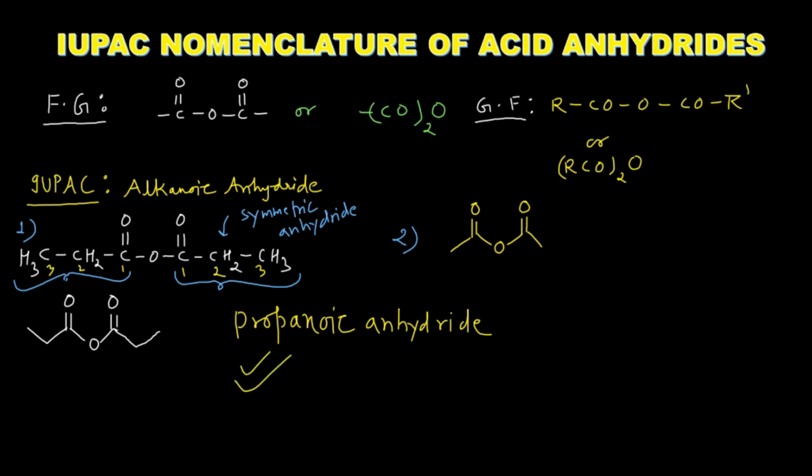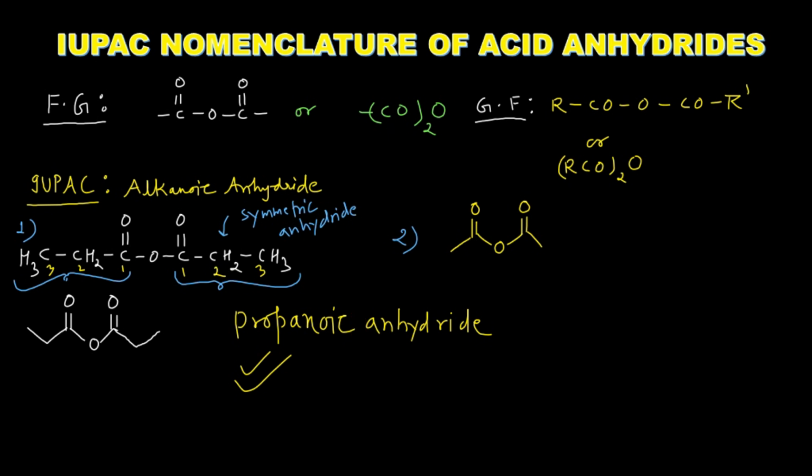Whenever you have the symmetrical type of anhydride, you will write this alkanoic part only once. You cannot think, one propanoic is there, another propanoic is there, so we should write dipropanoic. No, that would be wrong. Whenever you have the symmetric anhydride, you will always write the alkanoic part once only, followed by anhydride, and these two words would not be connected. There would be a gap between the two. I hope this is quite understood now.